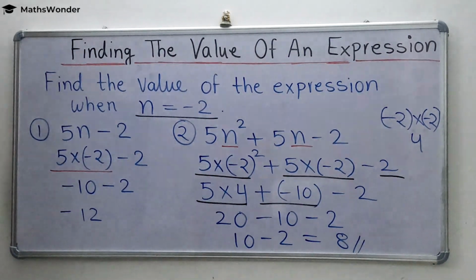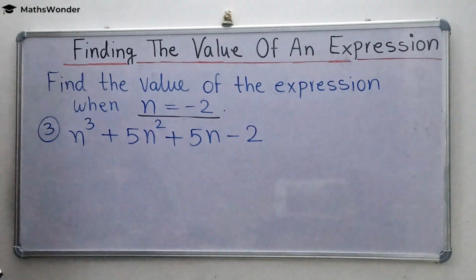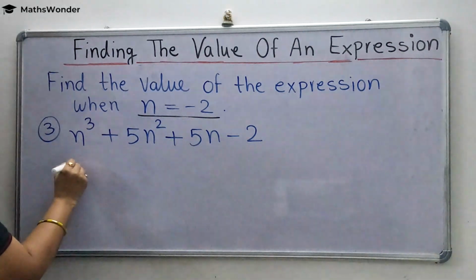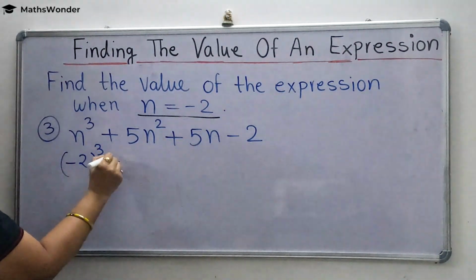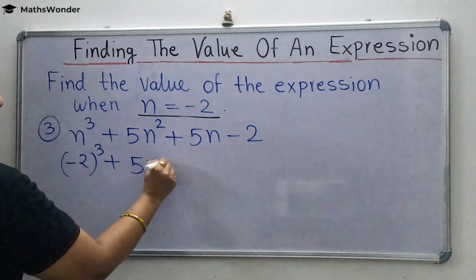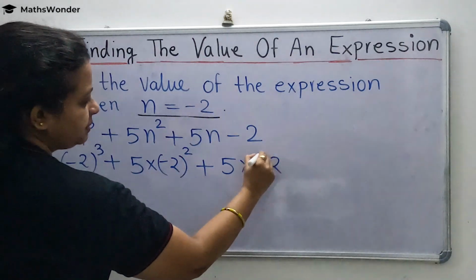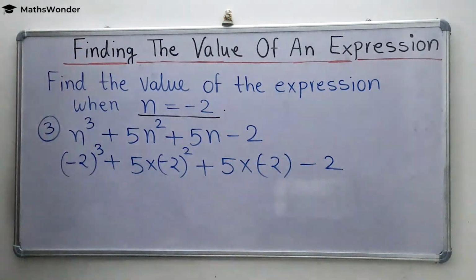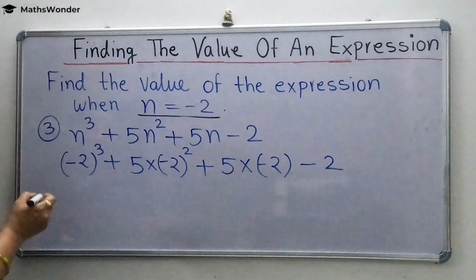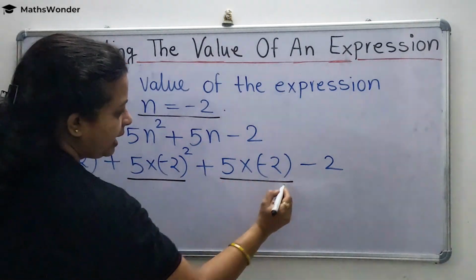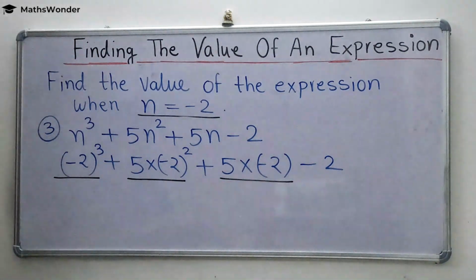So you must know the basic fundamentals. The third example: n is negative 2, already given in the question. We will substitute n is negative 2 here. n square, and 5n means 5 times negative 2, and negative 2 is already given in the constant. So this is the cube question. Here you have to find negative 2 cube, and here you will find negative 2 square. So you will first solve it separately.